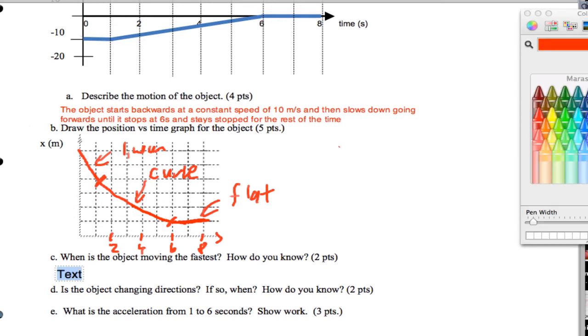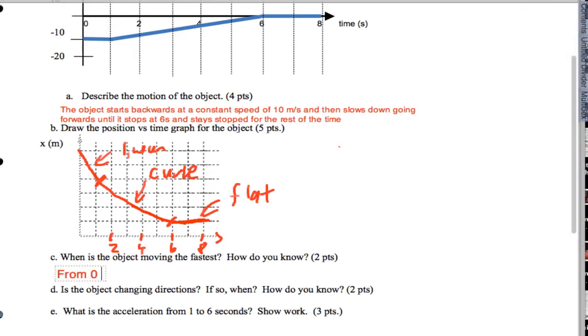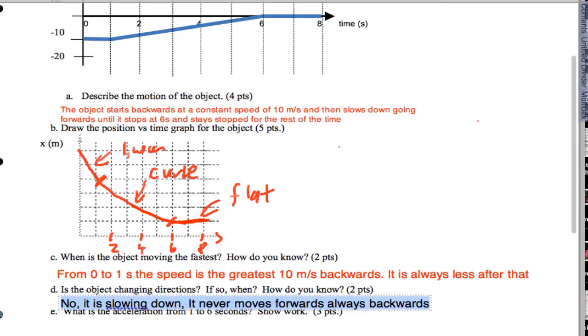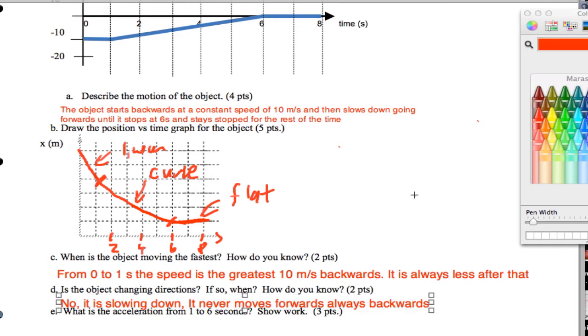Now we want to know, when is the object moving at its fastest? What we say basically is from 0 to 1 second, the speed is the greatest, which is 10 meters per second backwards. It is always less after that. And then finally, is the object changing direction? The answer is no. It is slowing down. It never moves forwards, always backwards. And that is a really important distinction that we need to make.